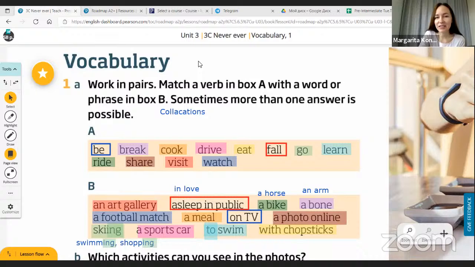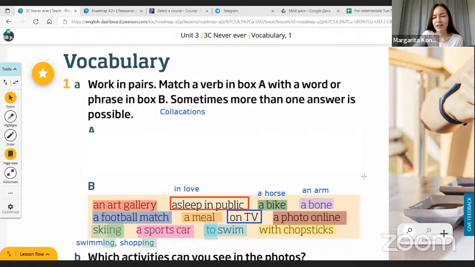Okay, let's give it a try, okay? I'm going to close the verbs. Yeah, like that. Let's try to remember them, okay? One by one. Okay, a bike, Людмил. Ride a bike. Very good, Alessa. A football match. Watch a football match. That's right.